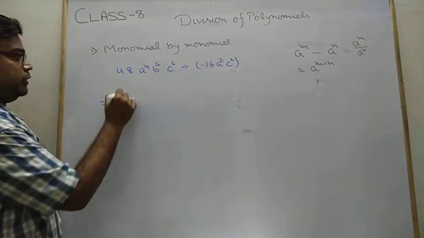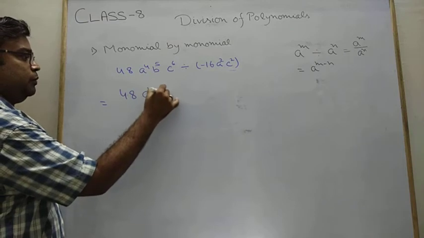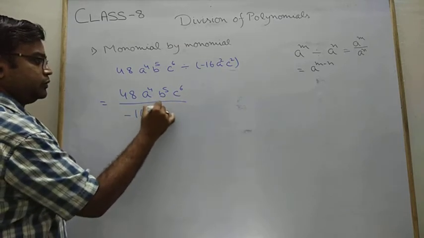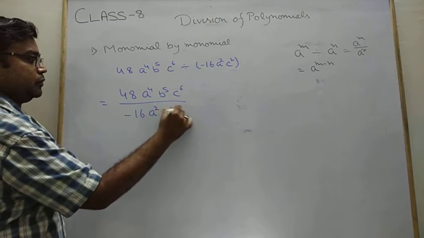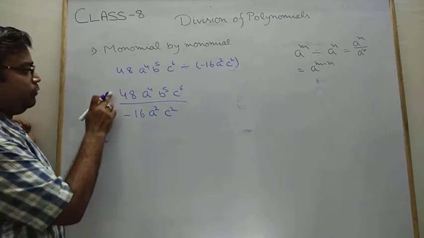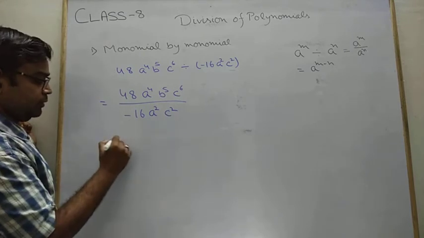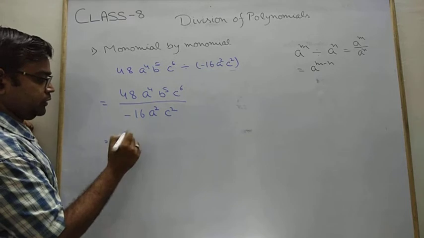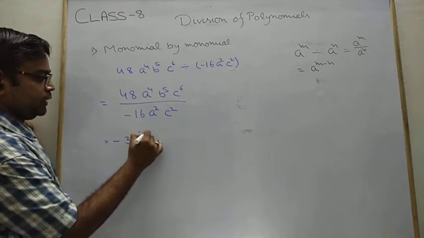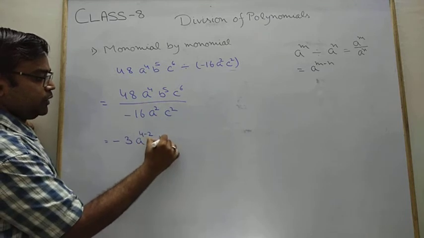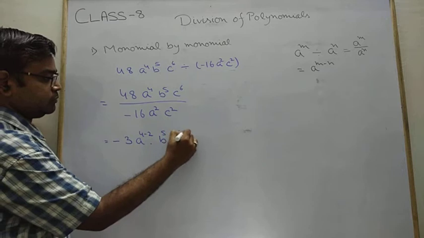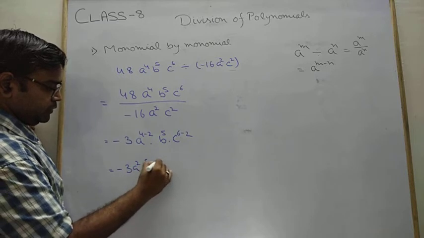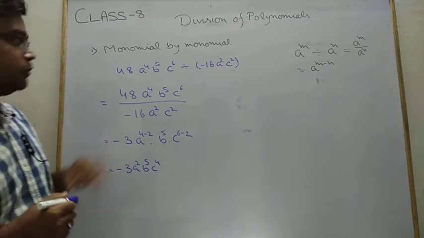This is clear. We can easily write down 48 into a to the power 4 b to the power 5 c to the power 6 over minus 16. Now here we have a plus sign, here we have a minus sign. Plus divided by minus gives a result in minus, so write minus. 16 threes are 48, write down 3. Then a to the power 4 minus 2 for this. There is no b term, so write down b to the power 5. c to the power 6 minus 2. Solve it: minus 3 a square b 5 c 4. So likewise we can solve monomial by monomial.